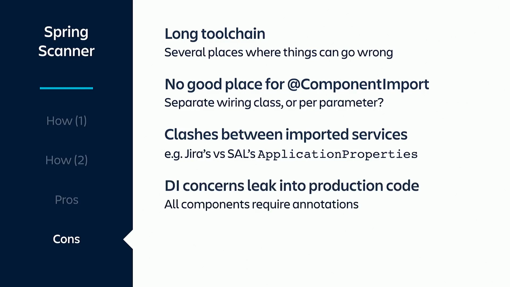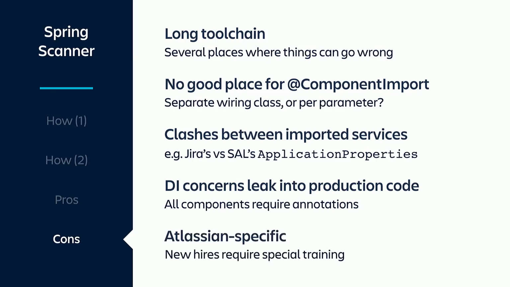Another downside is that your dependency injection concerns leak into your production code everywhere. All over the place, you've got these little component imports in your production code saying that you need a particular service from OSGi. And finally, it's an Atlassian-specific thing. You could hire someone that knows Spring inside out and knows OSGi inside out, but you're still going to have to train them up in how Atlassian's Spring Scanner works and how to debug it when it doesn't work the way you expect it to work.